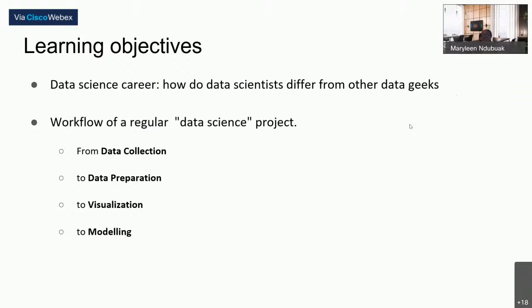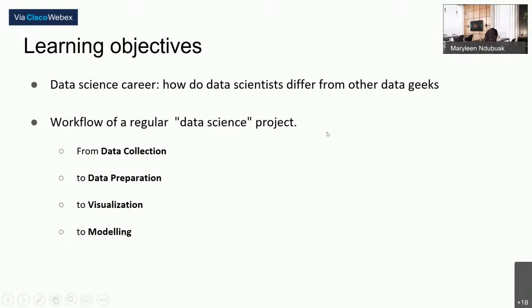Another part is the workflow of a regular data science project. What is a day in the life of a data scientist like? That would be from data collection to data preparation to visualization to modeling. There are so many things, and we're going to unpack that. Then I'm going to give you a toolbox that you can use to start off your data science career. I hope that is a good enough introduction for you.